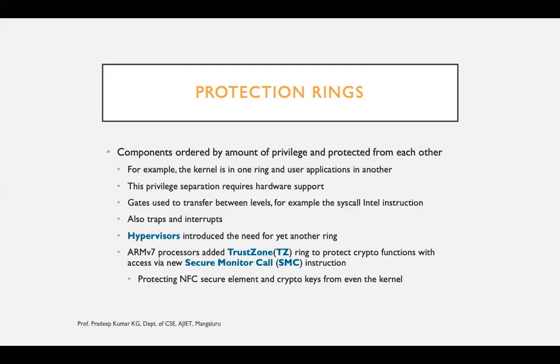Or we can have hypervisors introduced the need for another ring. So we can see in some of the examples by some of the manufacturers. So ARM V7 processors, ARM processors. So they added TrustZone, TZ, TrustZone ring to protect crypto functions with access via new secure monitor call instruction.